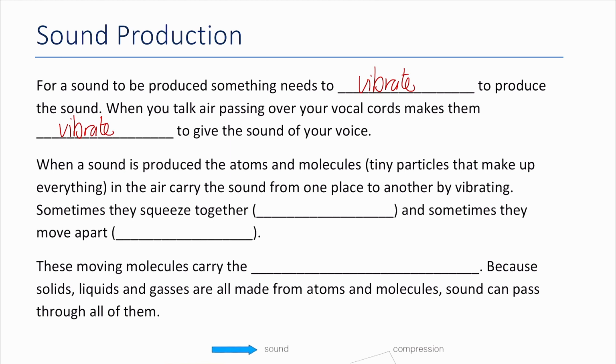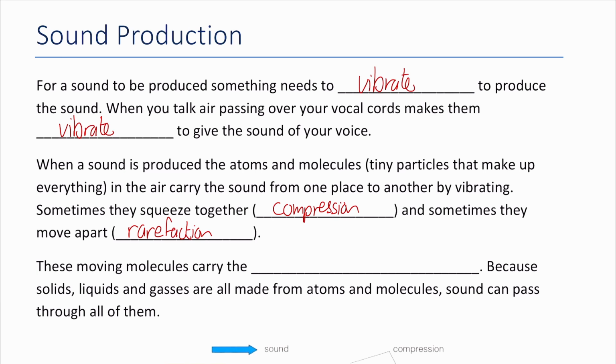So we saw that sometimes those particles squeeze together. They come together, they form a little high pressure bit. That's called a compression. And sometimes the particles spread apart. They have a lower pressure, and that is called a rarefaction. You don't really need to worry about those two words for this topic.